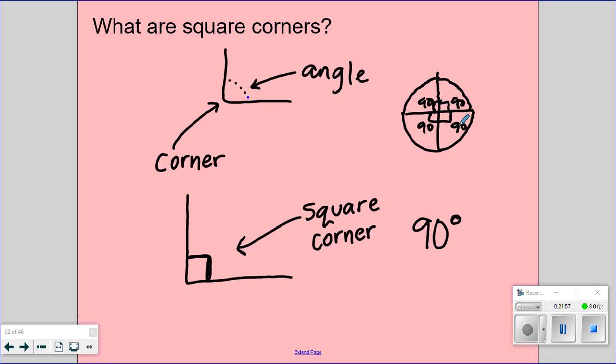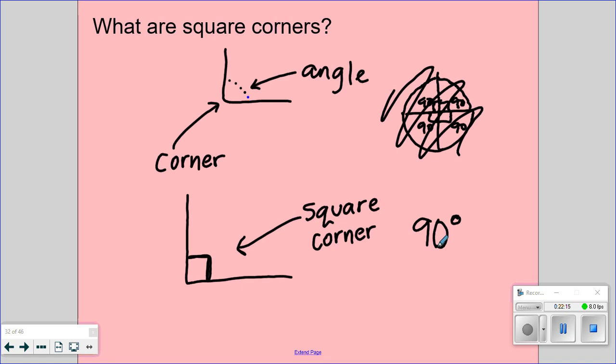You don't need to know this, but you do need to know what a square corner looks like. And then just because you might see it, I always like to tell you that it's 90 degrees. Sometimes on Freckle you see that more so than iReady. But it's called square corners.